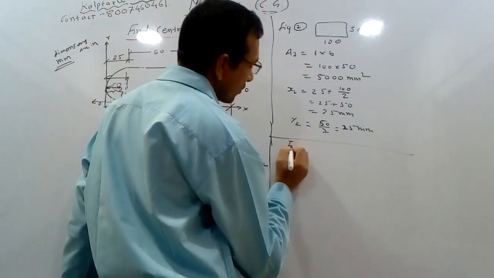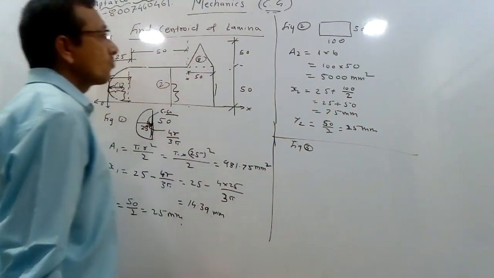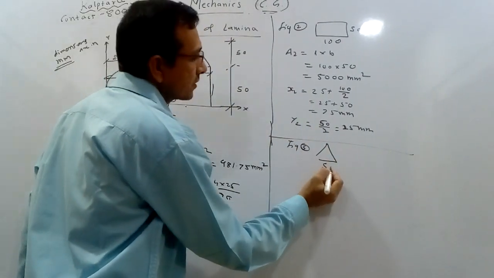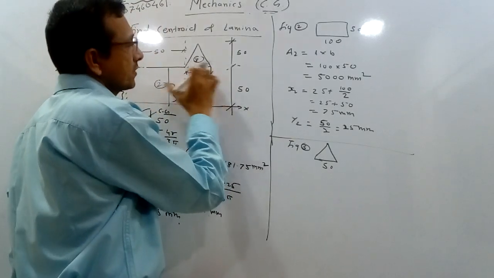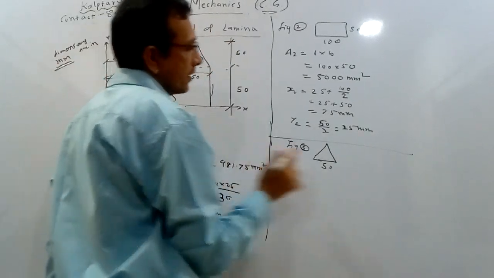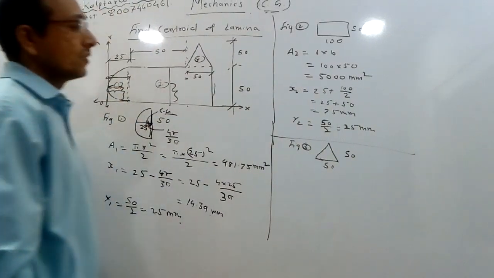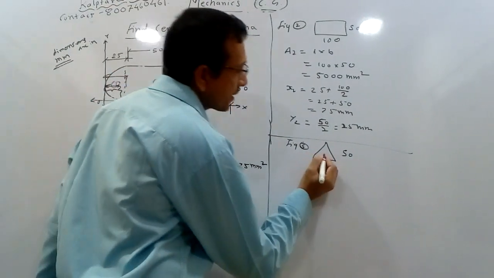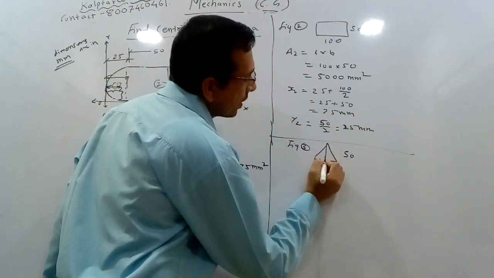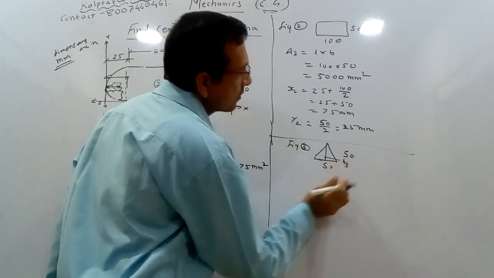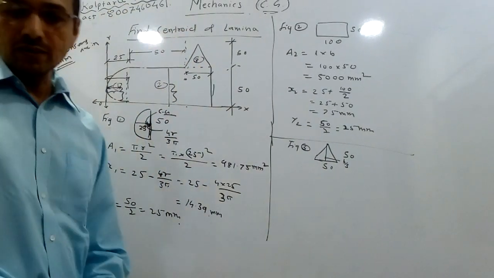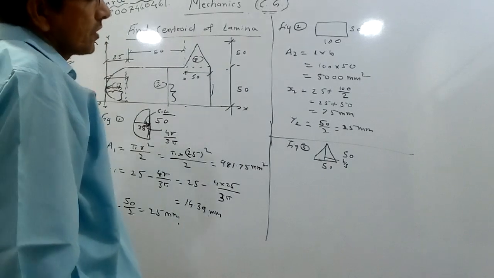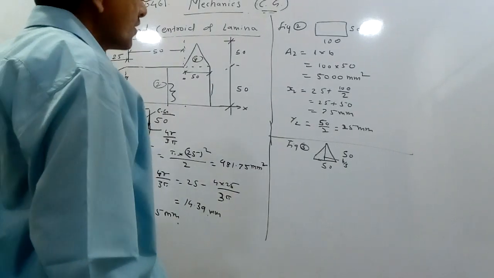Now come for figure 3. For figure 3 it is a triangle, you know very well. This 50 is the base, and the CG at a distance of how much? Again it is 50. So here the CG line in the triangle is at a distance of h by 3 from the base. Actually height is 50.